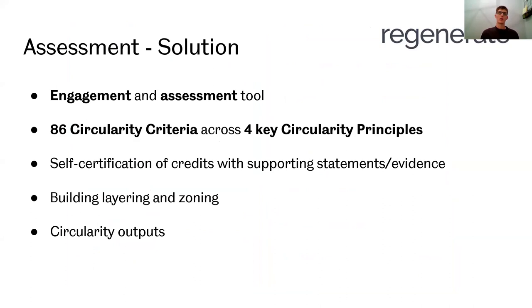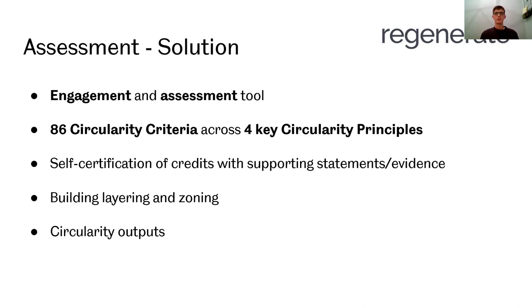So essentially the way the assessment works is the user will break down the project into zones, into different building zones, and they'll indicate the gross floor area of the zone, the development type, the structural form, the building use, and whether any of the layers are reused in their entirety. So the layers we're looking at are site, structure, skin, services, and space. The user will then respond yes, no, or to be determined to each of the criteria within each principle.